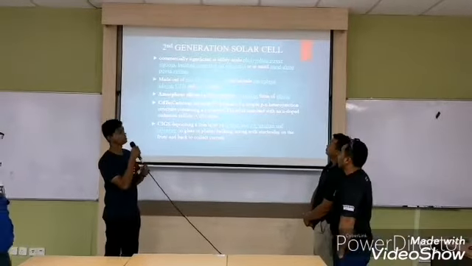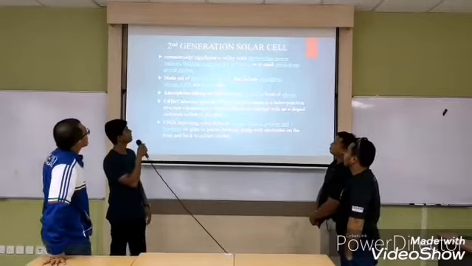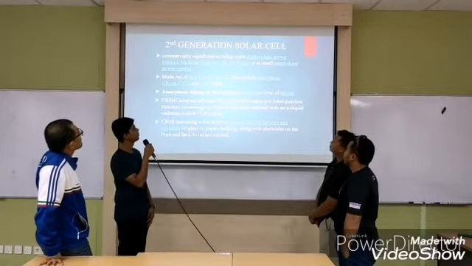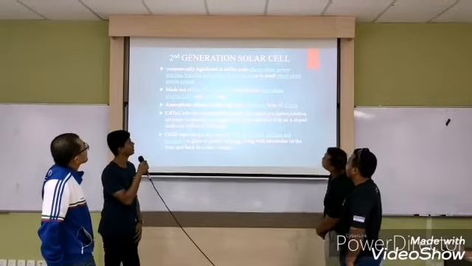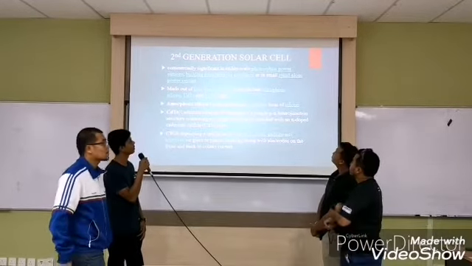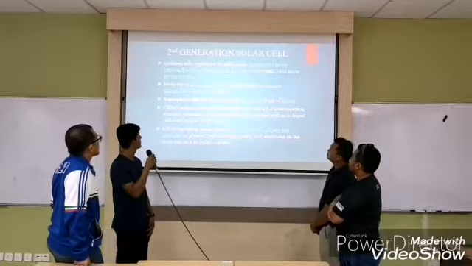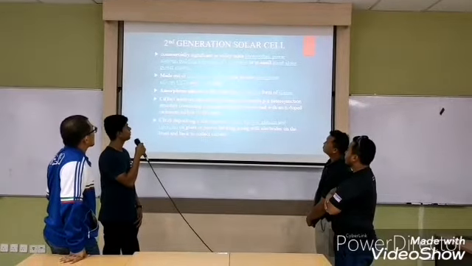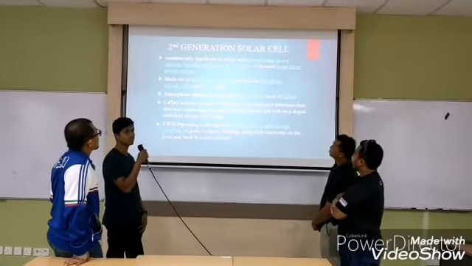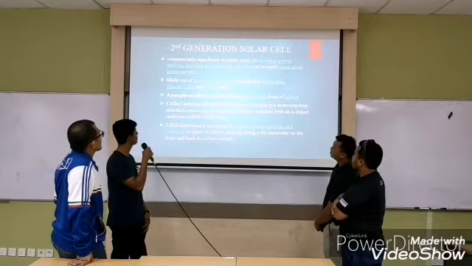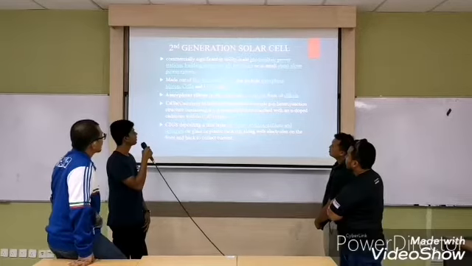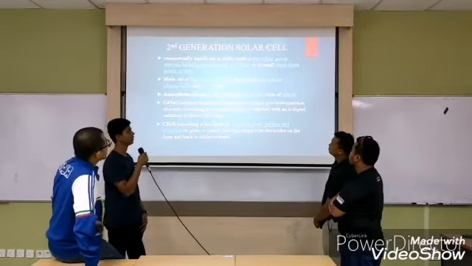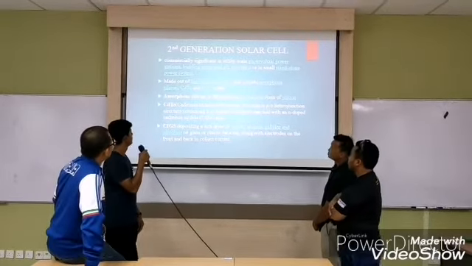Next, the second generation solar cell. It is commercially significant in utility scale photovoltaic power stations, building integrated photovoltaics, or in small standalone power systems. It is made out of thin film solar cells that include amorphous silicon, CdTe and CIGS cells. Amorphous silicon is the non-crystalline form of silicon.